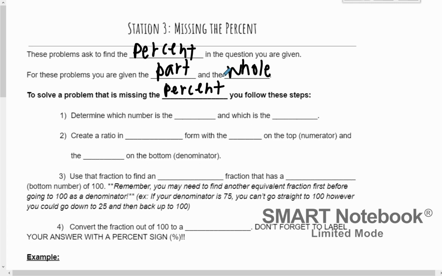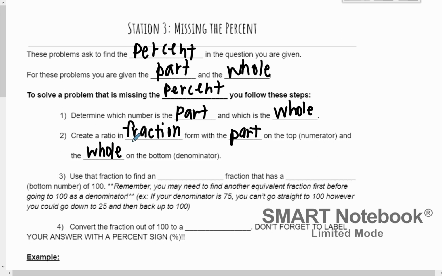Number 1, you have to determine which number is the part and which number is the whole. Most likely, now this is not always, okay, but most likely the part is usually going to be the smaller number and the whole is going to be the larger number. Okay, most likely, not always. Once we have determined which one is the part and which one is the whole, we are going to create a ratio in fraction form. So we're going to make a fraction with the part on the top as the numerator and the whole on the bottom as the denominator.